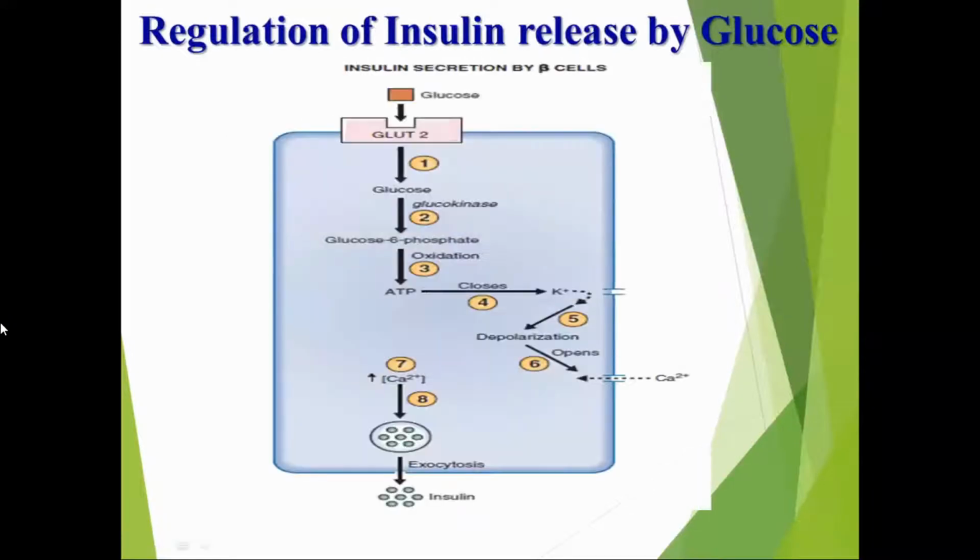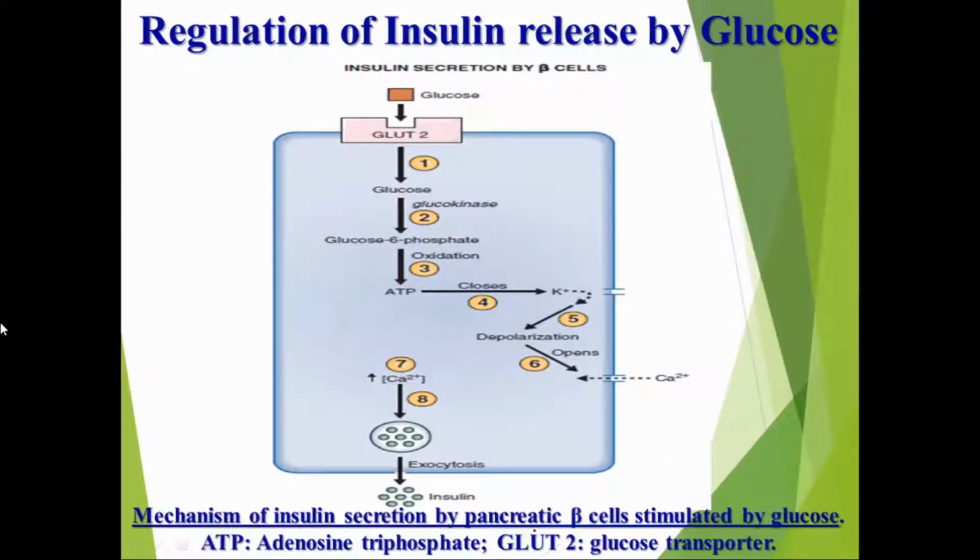When you look at the regulation of insulin secretion in the beta cells: glucose enters via GLUT2, glucose transporter 2, and then glucose is converted by glucokinase to glucose 6-phosphate, and then oxidation occurs. Then calcium influx occurs, calcium increases, and finally exocytosis occurs.